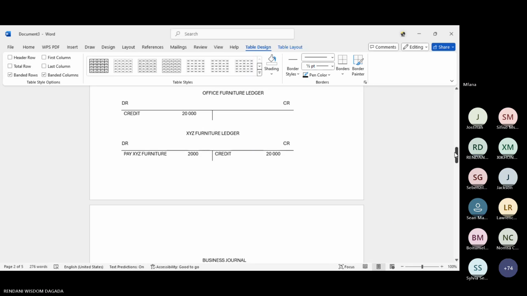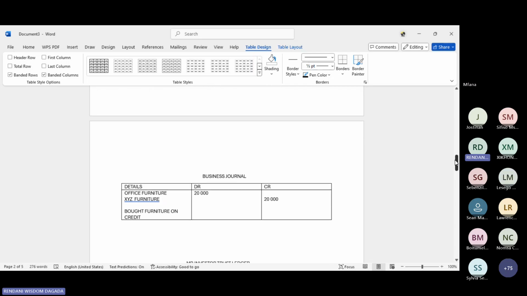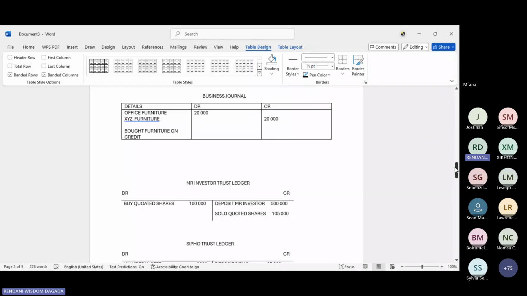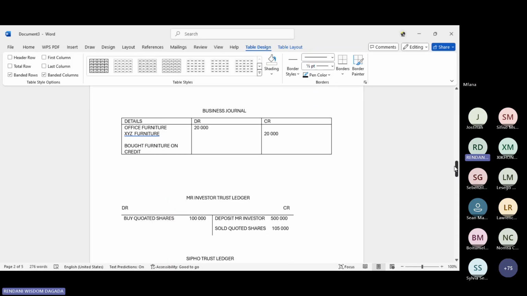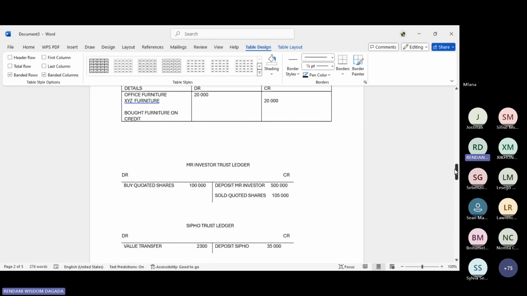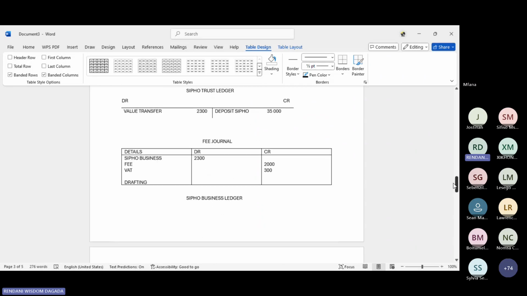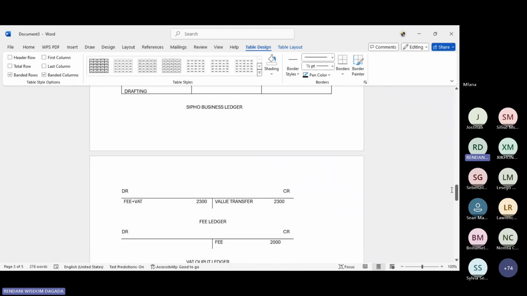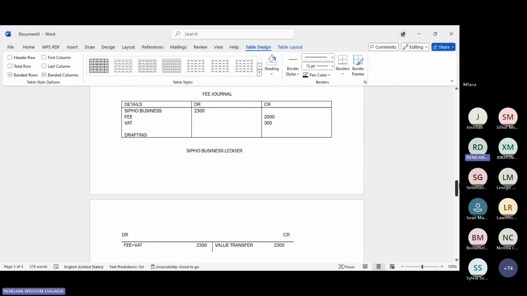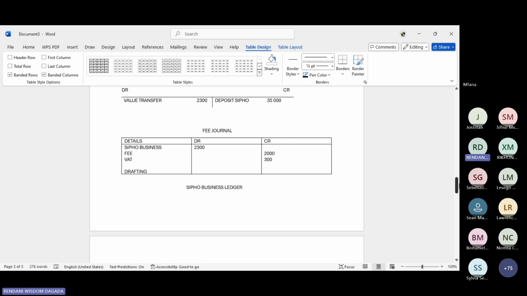Yeah, no problem. Whenever you are required to transfer what you're entitled to, you need to look for the business ledger of any client. So any business ledger that is available will help you determine how much you're entitled to. In this question, we only have this one for Sipho, right? That comes from the fee journal, because he's the only one we charged a fee on.